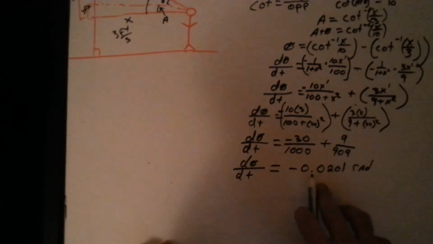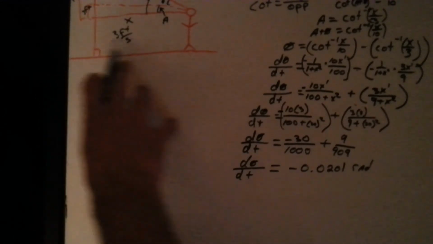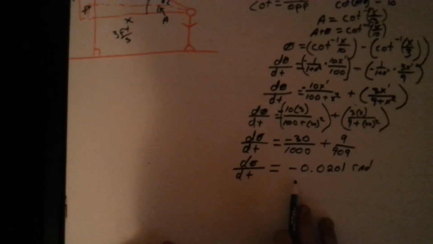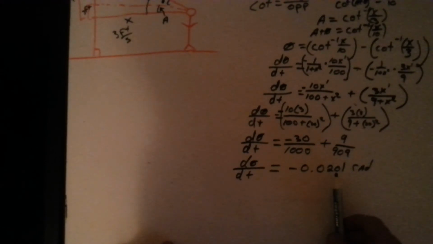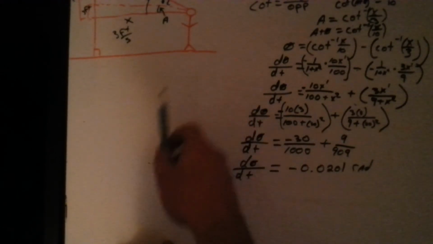So we're moving away from the screen, that's the reason why it's negative, at 0.02 radians per second.